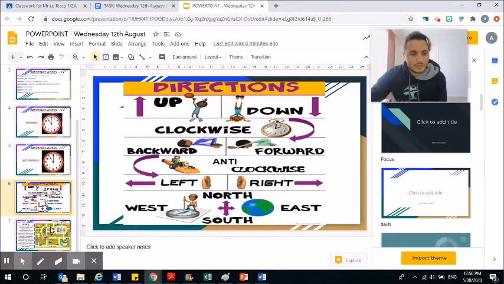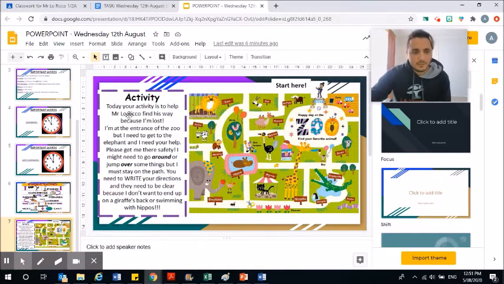Let's have a look at what our activity is today. Today, your activity is to help Mr. Larico find his way because I'm lost. I'm at the entrance of the zoo, but I need to get to the elephant and I need your help. Please get me there safely. I might need to go around or jump over some things, but I must stay on the path. You need to write your directions and they need to be clear because I don't want to end up on a giraffe's back or swimming with hippos.